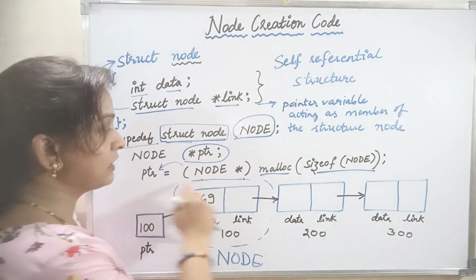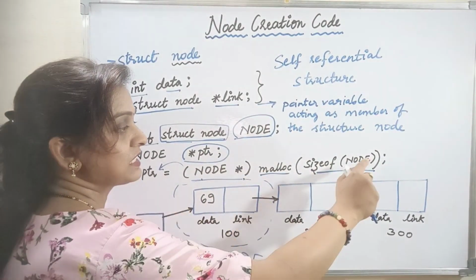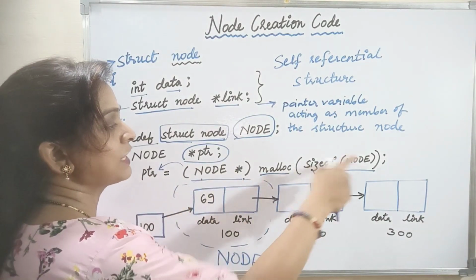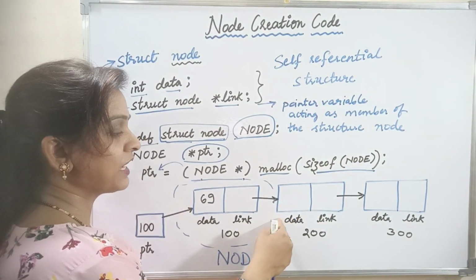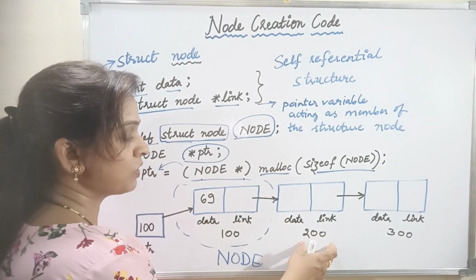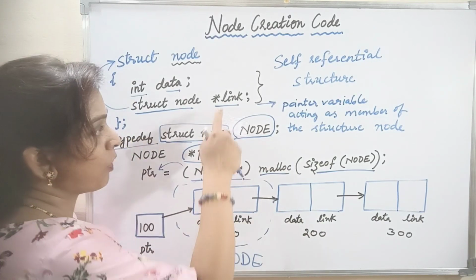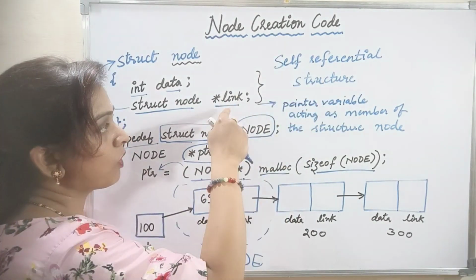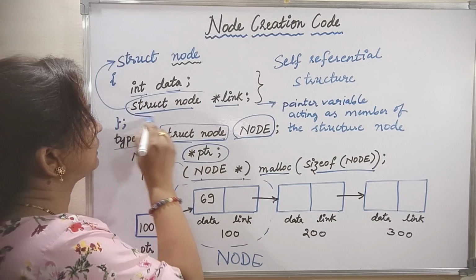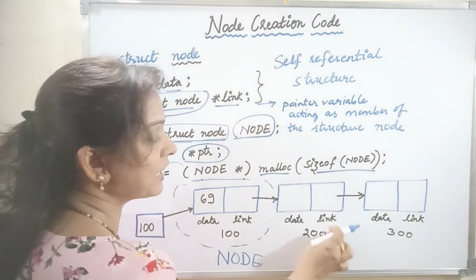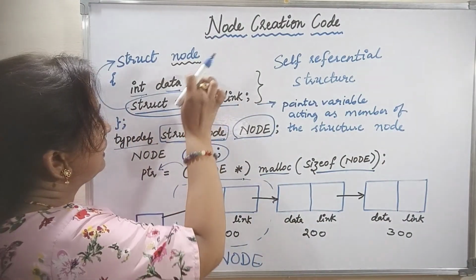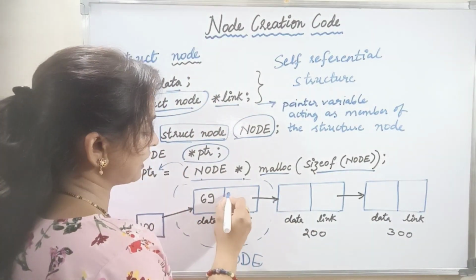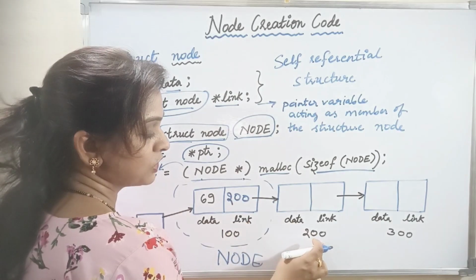Once again, I add this line to allocate the next memory. I say ptr equal to node asterisk malloc sizeof node. Once again, a new memory will be created. Then say the new memory is 200. The link, which is a pointer variable of the same type, is a pointer. It has to point to a memory block that can store node type of data, meaning once again data and link, two members. So here the address is 200. It is pointing to 200.